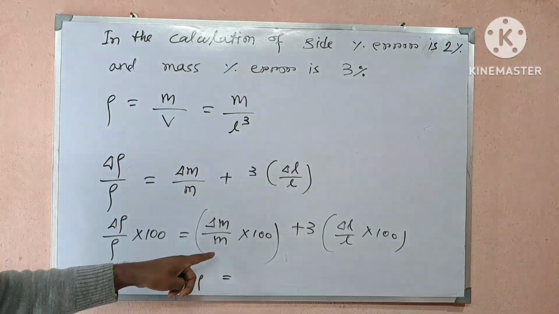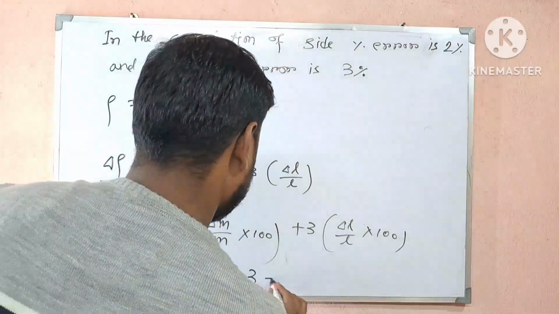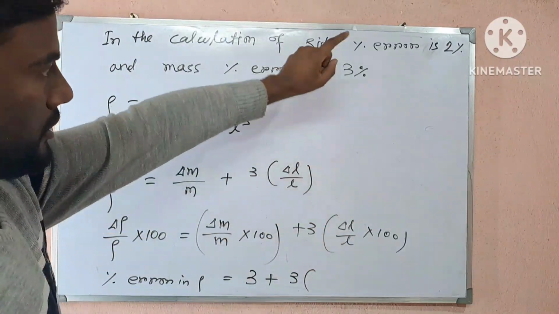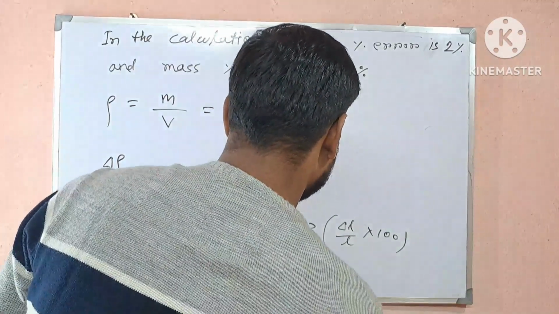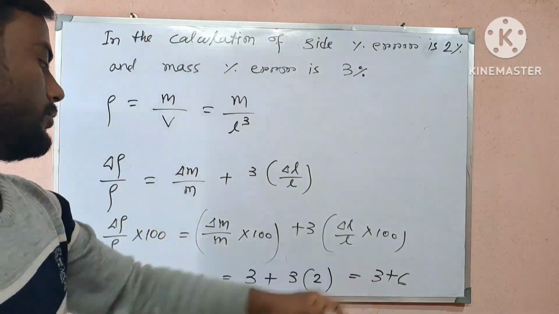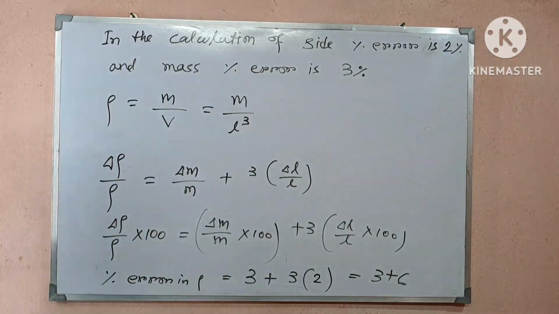That will be the percentage error in mass, which is given as 3%, plus 3 into the percentage error in the calculation of side, that is 2%. So the result will be 3 plus 6. So the result will be 9%. So this is the result.